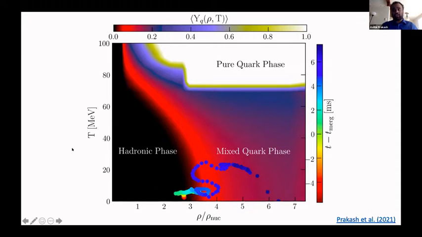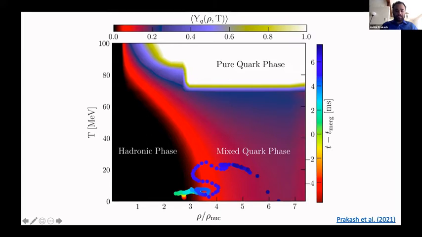In the background, what we see here is the phase diagram of the BLQ equation of state. The colors represent the amount of quarks present. The black colored regions represent a hadronic phase where we do not have any quarks. Then these colors progressively indicate the amount of quarks, from red to blue as they increase. The white region here is the pure quark phase, where we do not have any hadrons, and only a phase of deconfined quark matter exists. This diagram is parameterized by temperature on the y-axis in mega electron volts and density in terms of nuclear saturation density.